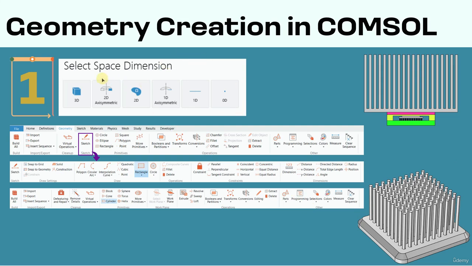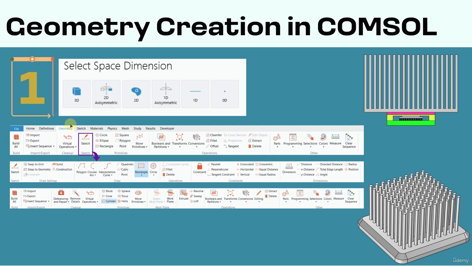In COMSOL Multiphysics, you have the option to select the space dimension. There are 6 types of space dimensions available: the 3-dimensional domain, 2-dimensional axisymmetric, 2-dimensional, 1D axisymmetric, 1D, and 0D. Based on your problem, you select the appropriate space dimension. For example, if you are working with a 3-dimensional heat transfer system and designing a heat sink, you need to select 3D. If you are working with a 2-dimensional system, you need to select 2D. And if you are working with symmetrical objects, you need to select 2D axisymmetric or 1D axisymmetric based on your space dimension.